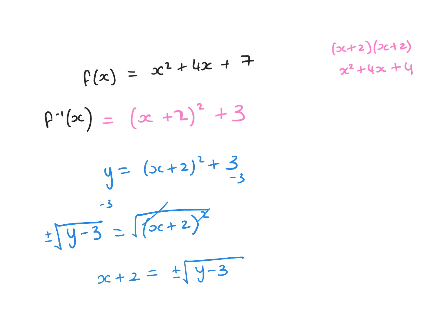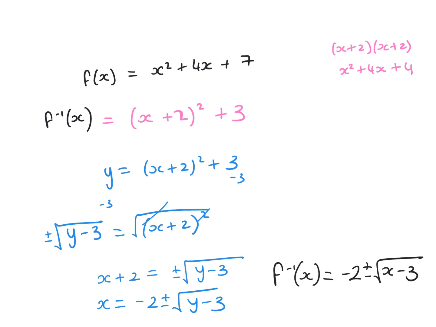Now, I'm going to take away 2 from both sides. So minus 2 plus or minus the square root of y minus 3. So the final answer is the inverse function of x equals minus 2 plus or minus the square root of x minus 3. That is our final answer.